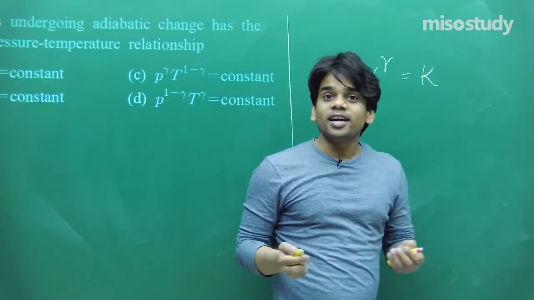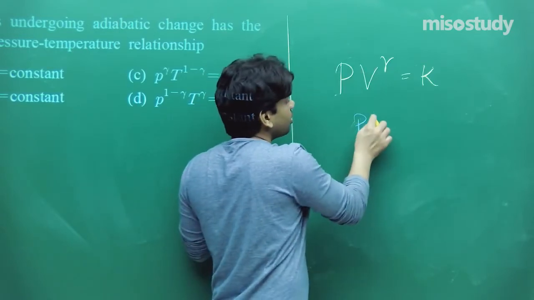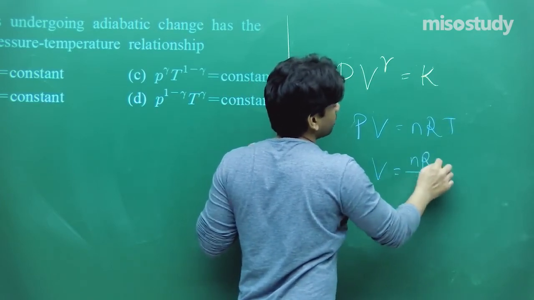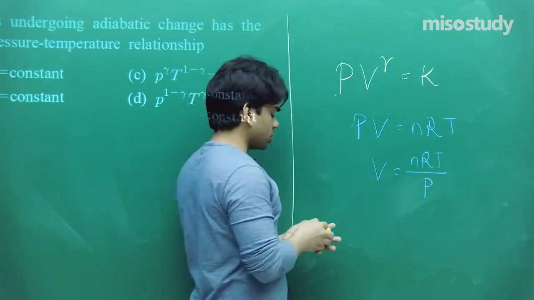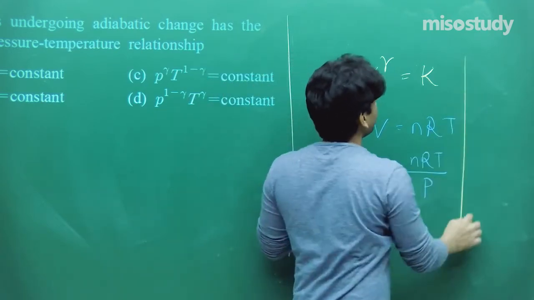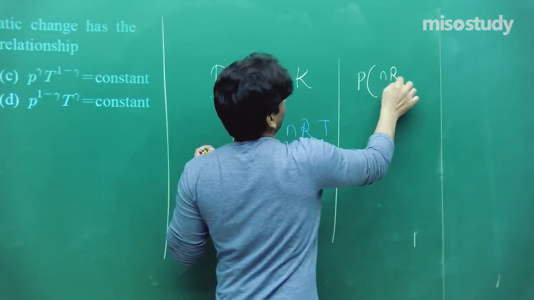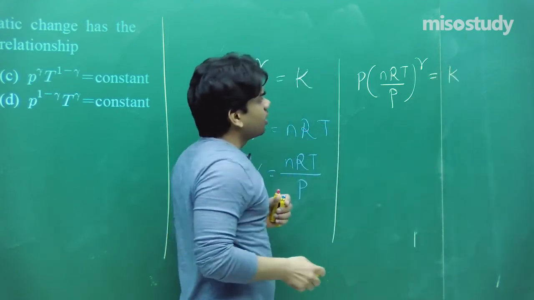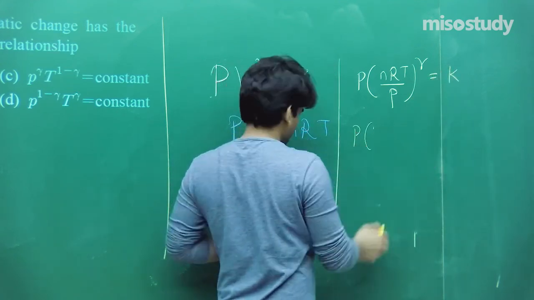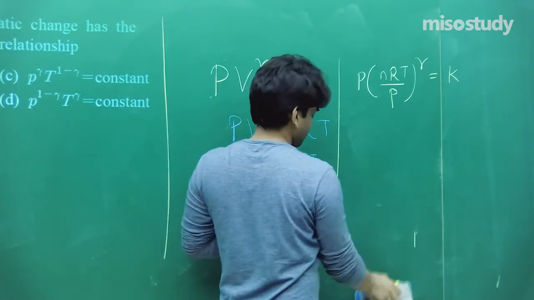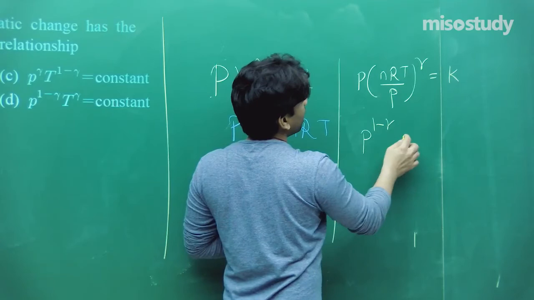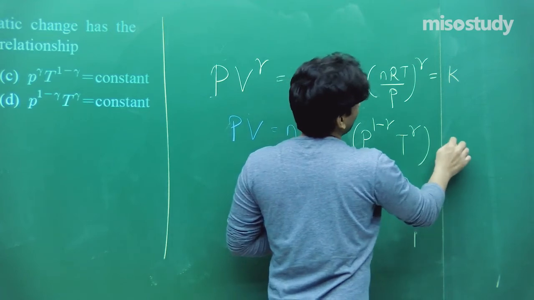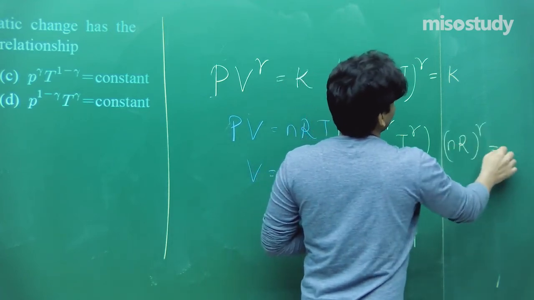We want the pressure and temperature relation. How can we actually convert this? PV equals nRT. V can be written as nRT by P. So for V power gamma, you just replace it with nRT by P. You will be getting P times nRT by P, all to the power gamma, is equal to constant. Now clearly you will be getting P to the power 1 minus gamma, and here temperature to the power gamma, and the rest term, if I write this, n into R power gamma, won't make any change, it is a constant.